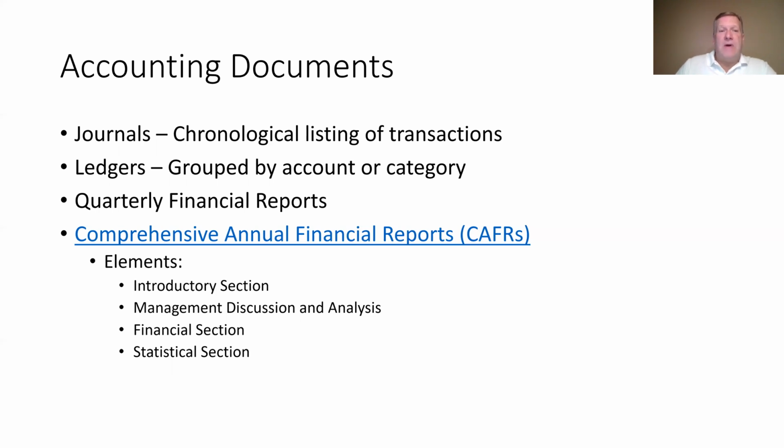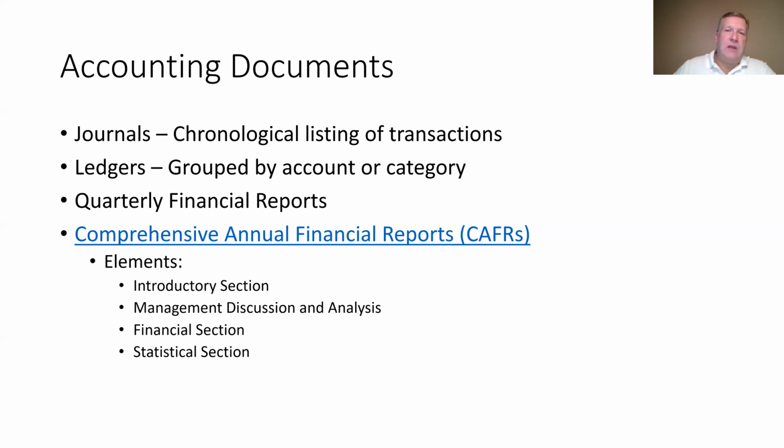Then in a CAFR, you'll find the financial section. The financial section will have balance sheets and statements that give you the assets versus the liabilities, revenues versus expenditures, net position, net cash position, all those indicators of fiscal solvency you'll find there in your financial section.